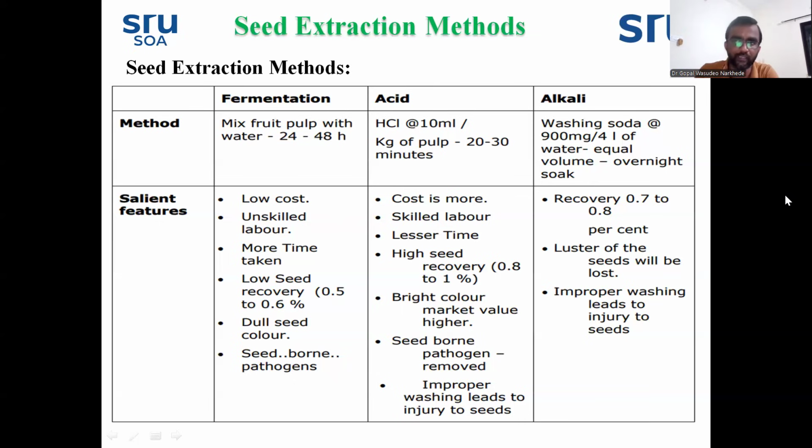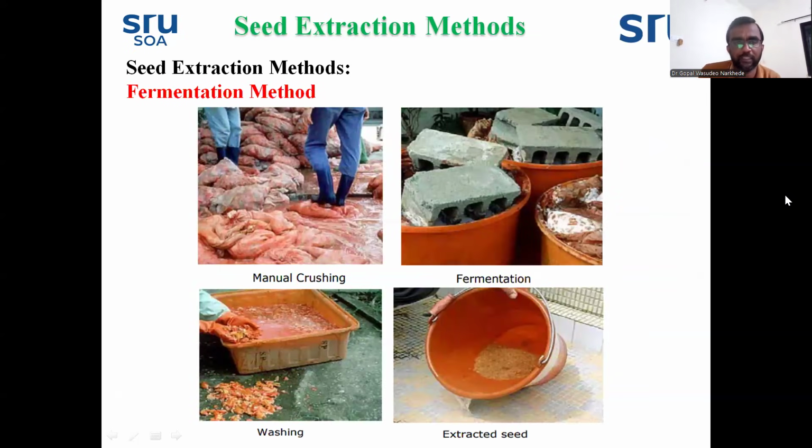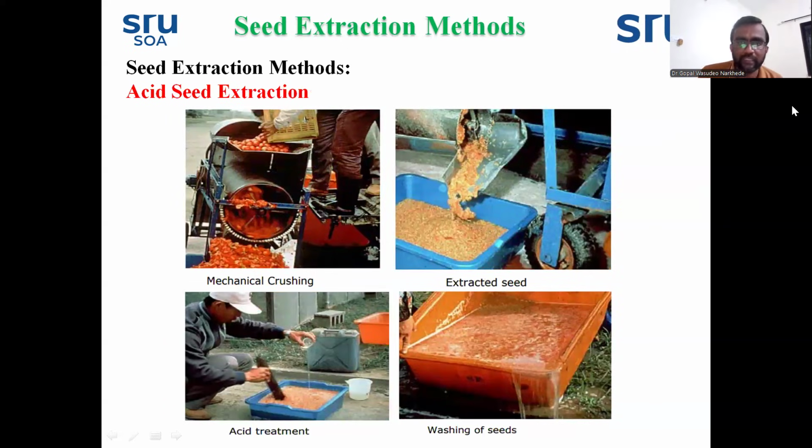Here you can see some pictures of the fermentation method, that is manual crushing, then fermentation, then washing of seeds. Here at last you can see the extracted seed material. Then in the acid seed extraction method, this is mechanical crushing first, then extracted seed, acid treatment, and then washing of seeds. So this is stepwise extraction of seed in tomato.